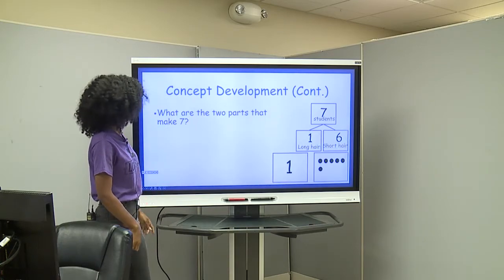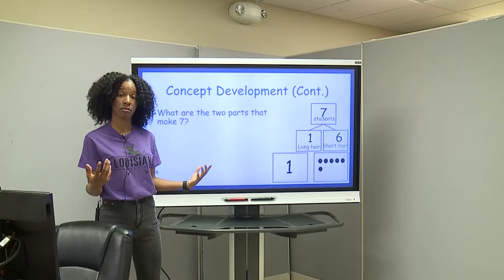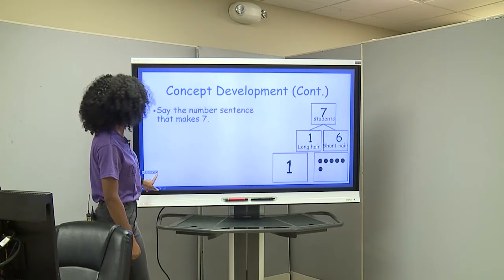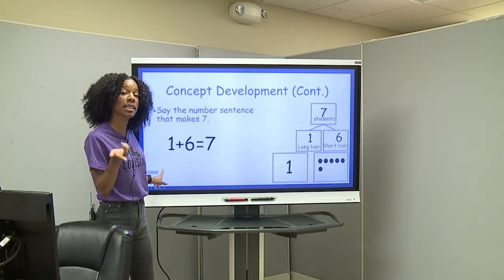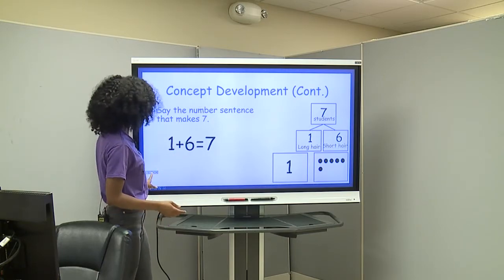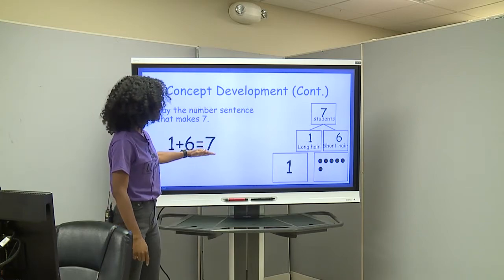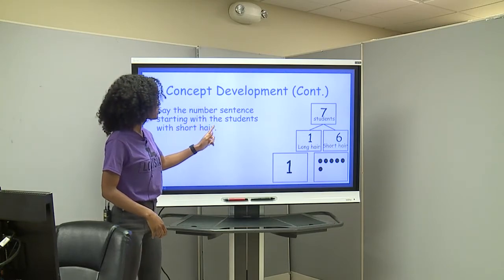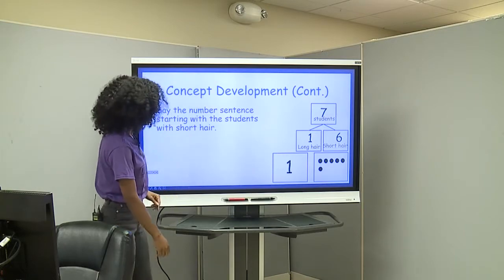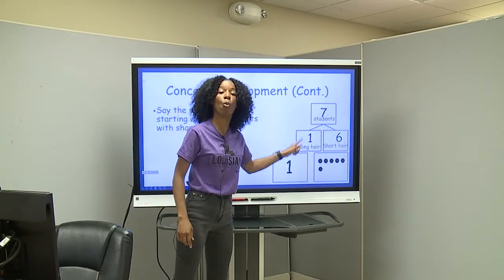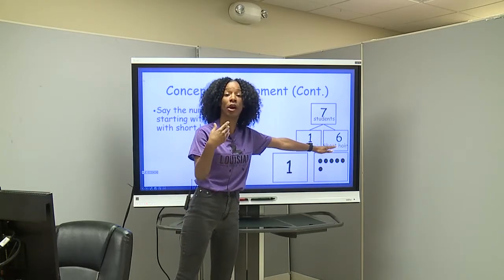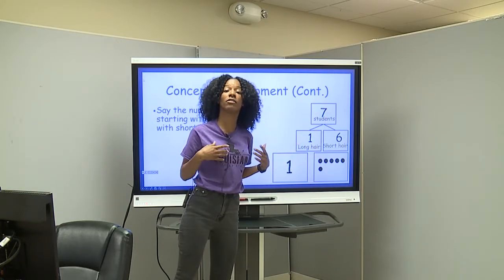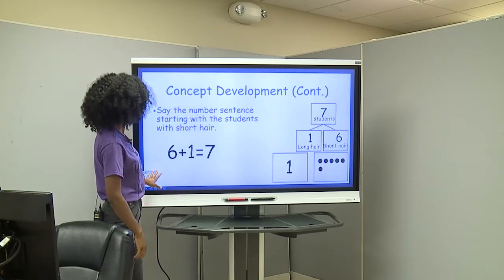Okay? Now, what 2 parts make 7? Awesome job. 1 and 6 are our 2 parts. That makes 7. Okay? Now, the number sentence would be 1 plus 6 equals 7. Remember, an expression does not have an equal sign, but a number sentence does. Okay? Now, saying the number sentence starting with the student with short hair, we can say 6 plus 1 equals 7. So 6, starting with the students who have short hair, plus 1 student with long hair equals a total number of 7 students. 6 plus 1 equals 7.